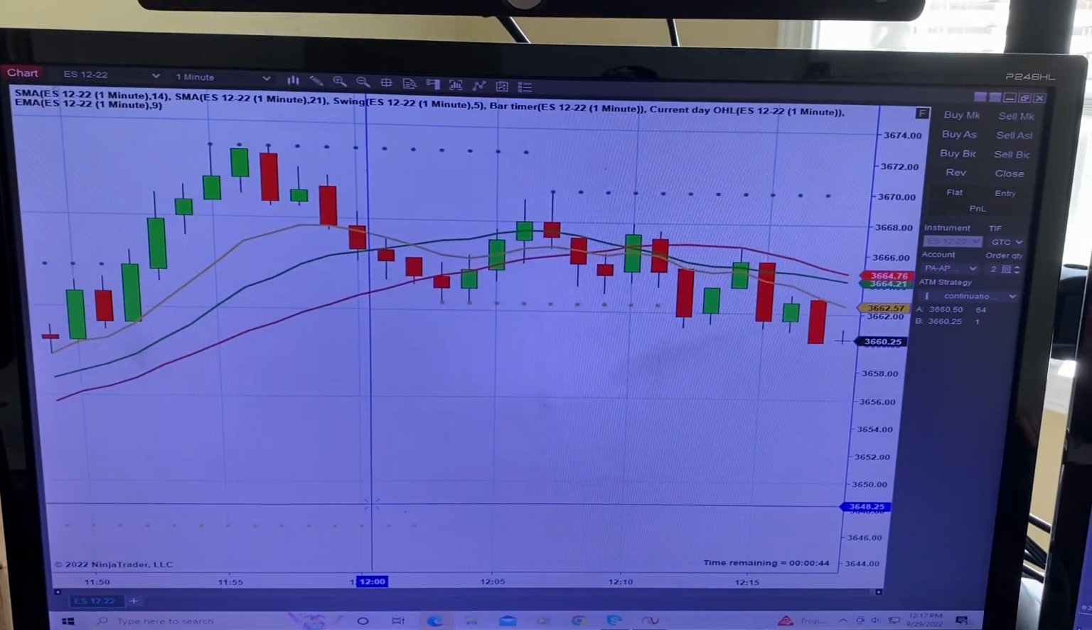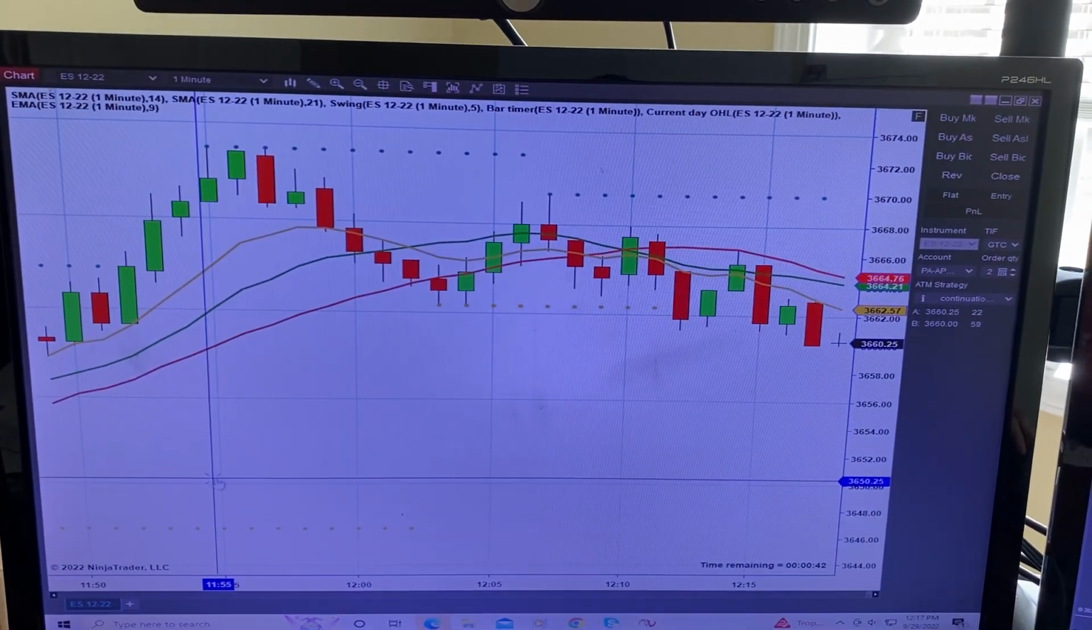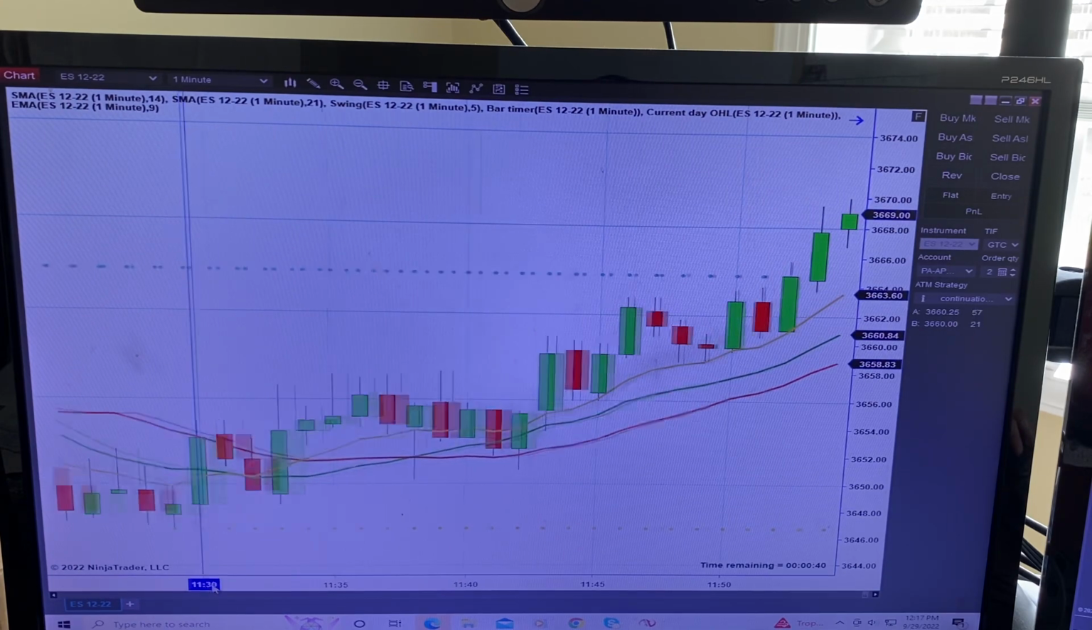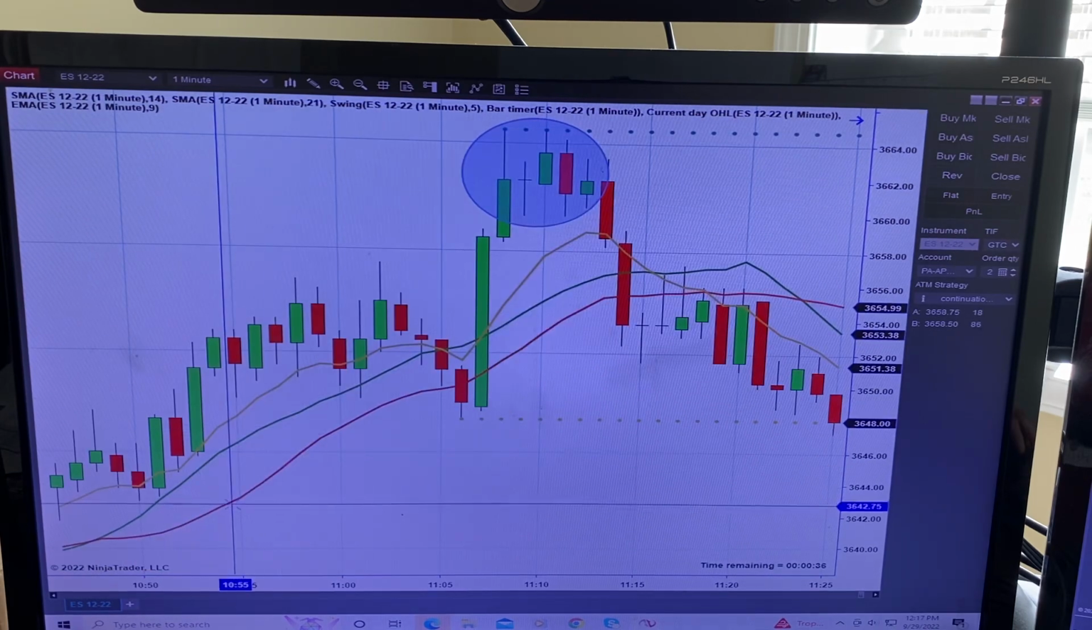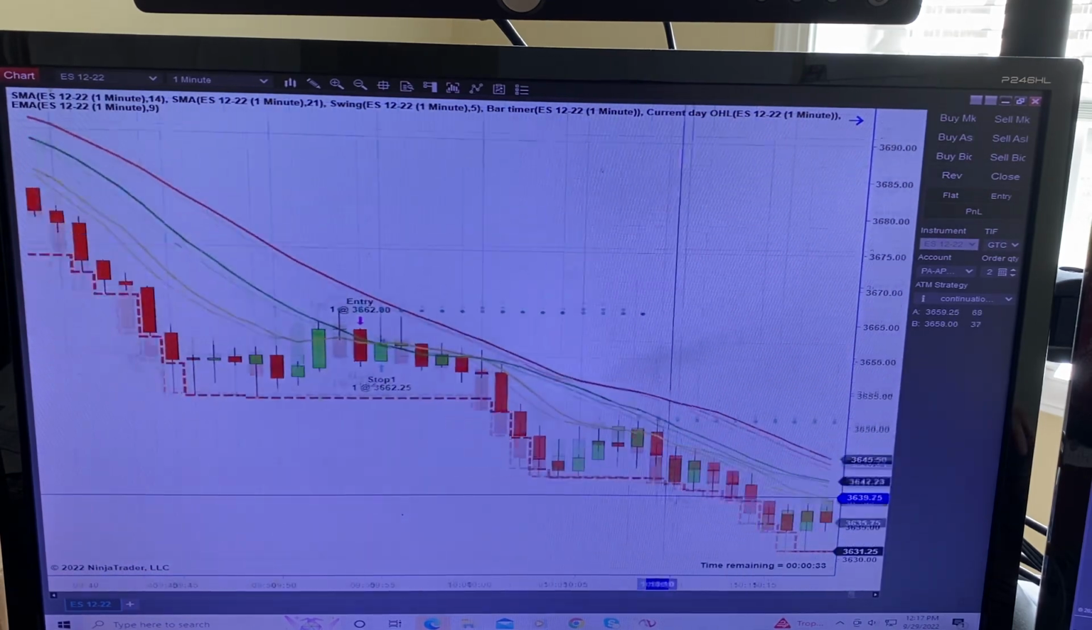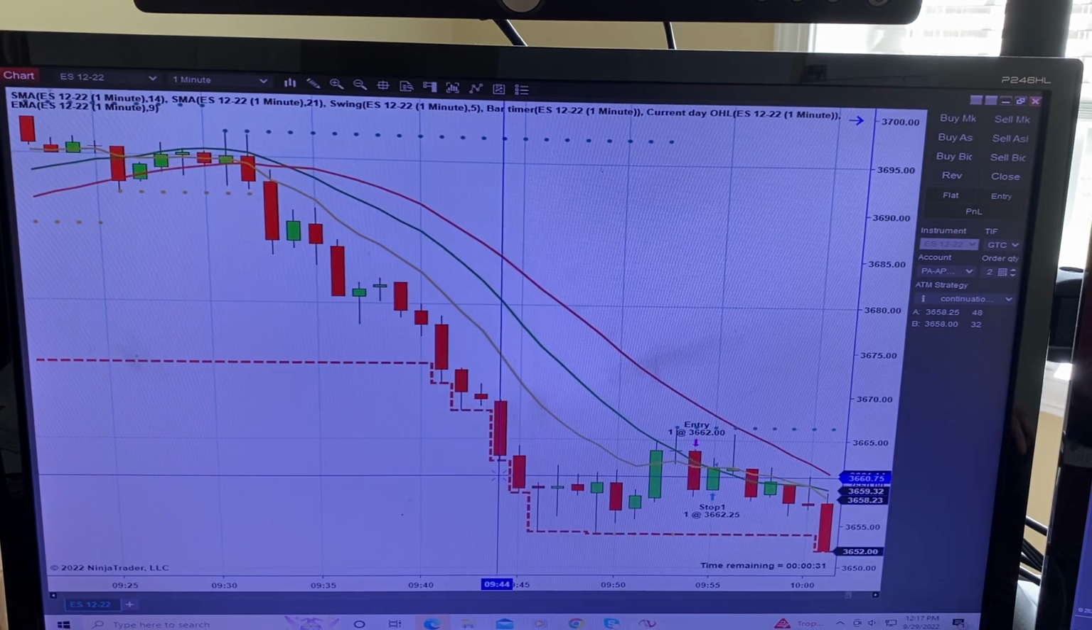Everybody like the white? That's my new look, I changed this chart to white. I used to use white charts back in the day. But anyways, let's go back over here to the trade I did take. I'm going to show you in big first.